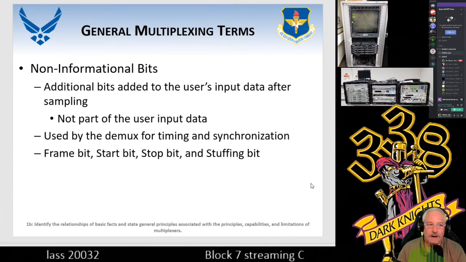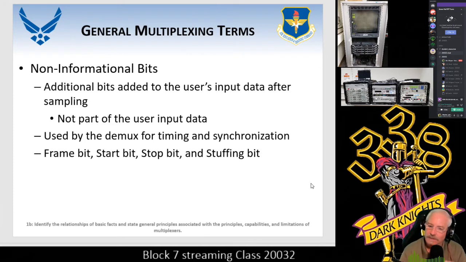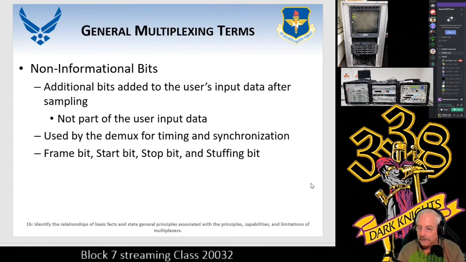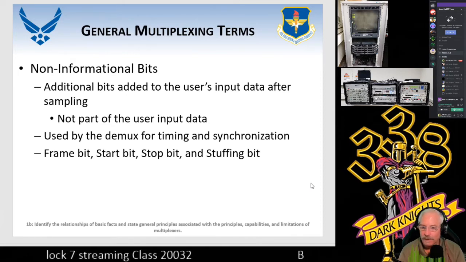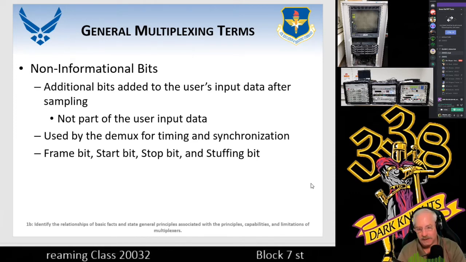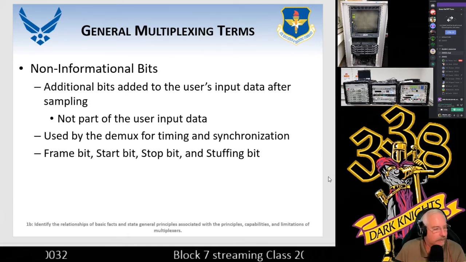Then you have something called non-information bits. Non-information bits are not part of that 8-bit word. So you're going to send an 8-bit word to the distant end. Well, how's the distant end going to know what to do with that 8-bit word? Well, we have something called start bits. We have something called a framing bit. The framing bit tells it where to go. The start bit says, hey, this is the beginning of the word. The stop bit says, hey, this is the end of the word. A stuffing bit is another synchronization technique where you're cramming stuff in to make it synchronized. We'll get to that in just a minute.